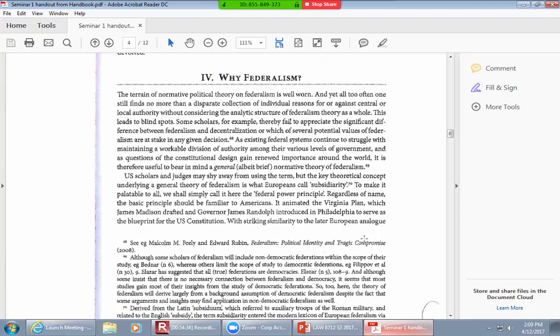All right, so let's go back to our page 585, and it says, to make it palatable to all. To all meaning whom? Because he doesn't want to go through Catholicism, Protestantism, Judaism, whatever they want to call it, so let's make it religion neutral. We shall simply call it here the federal power principle. So he made subsidiarity into a principle, not a doctrine. That would be surprising, right? Because he said that judges shy away from using it.